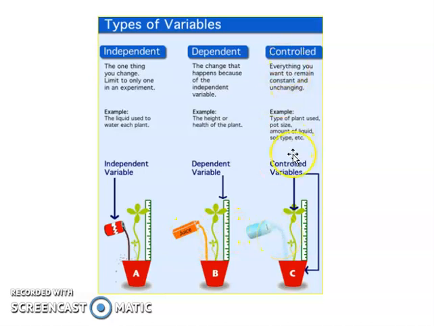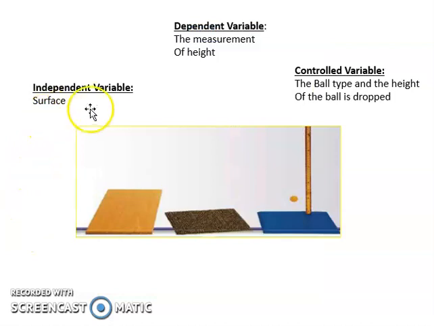And then the control variable is, you are using the same plants. Okay, you are using the same type of plants. There are three plants here, but they are the same kind. You also use the same height of the plant, and you also use the same sizes and color of the pot.